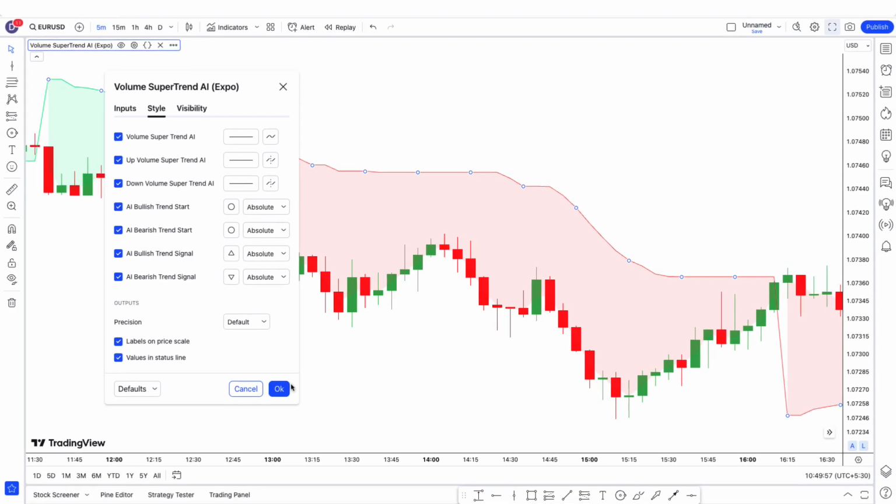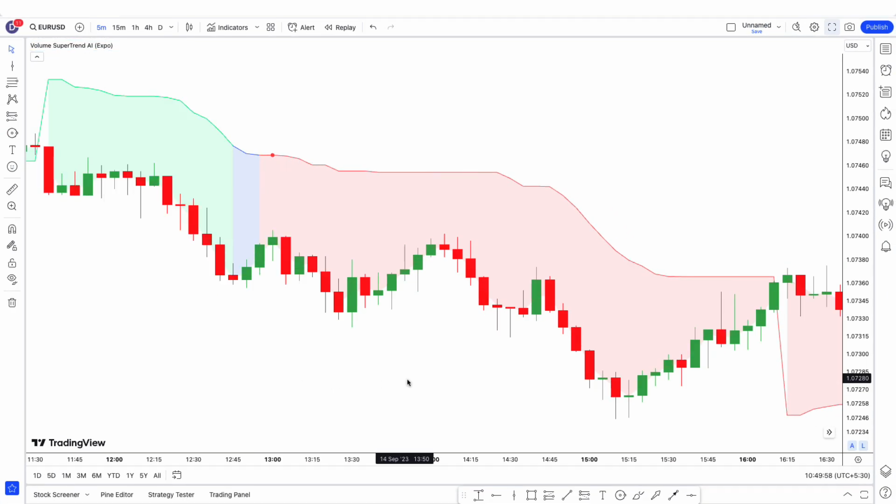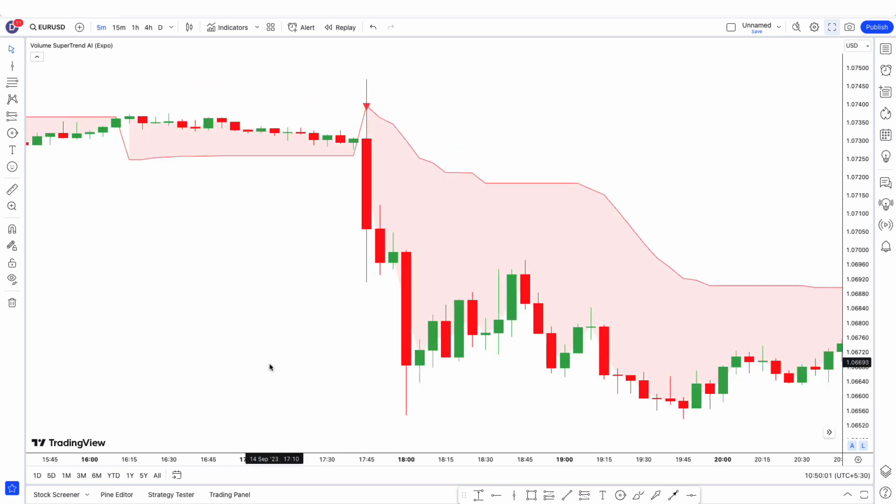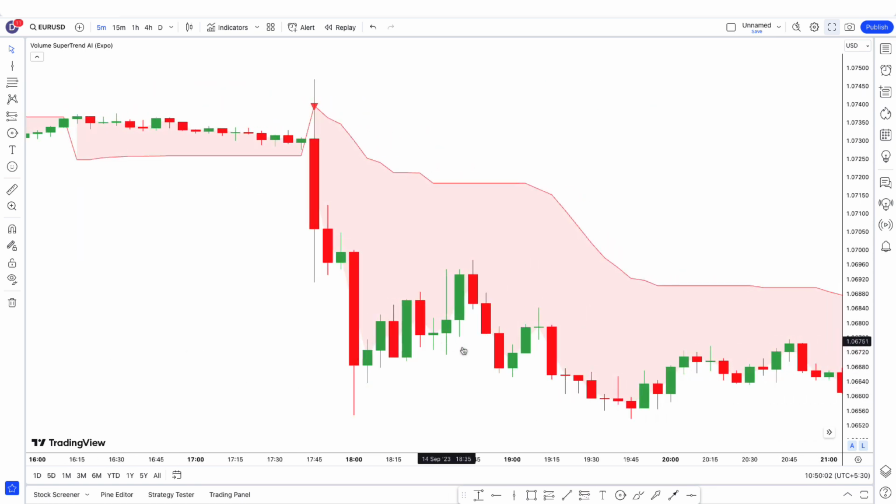After that, click OK. Now at this point in time, I know you may be thinking, but how can we use this indicator to trade? Well, I'm going to show you.